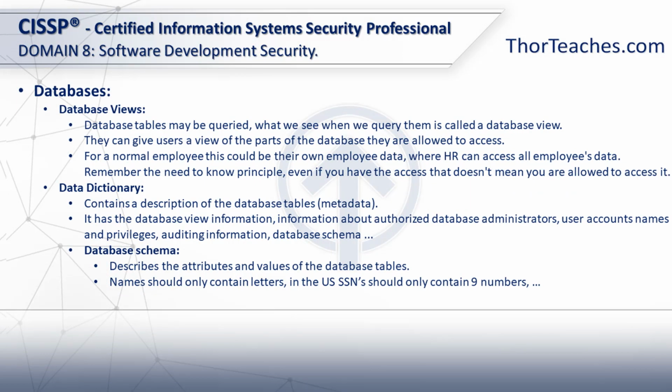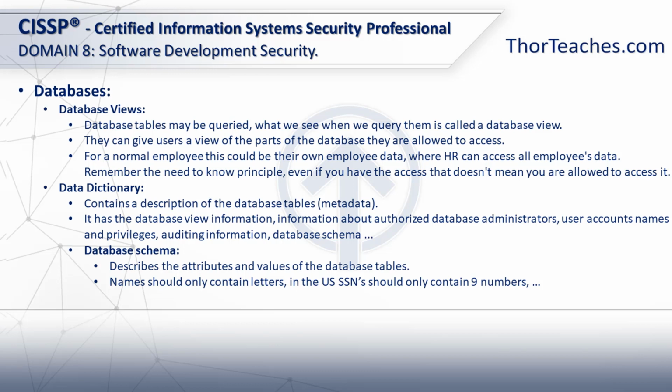When one of our employees queries a database, what they get presented is called a database view. That is the part of the database that they're allowed to access. Payroll might be able to access employee and payroll files. HR might be able to access everything, and the employee themselves can see parts of their data. In most cases, this would be role-based access control except for the employee themselves. And since it is role-based access control, just because you can access the data does not mean you're allowed to. You need to have a need to know.